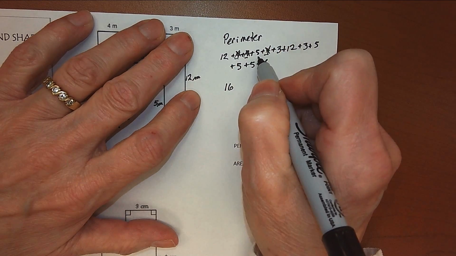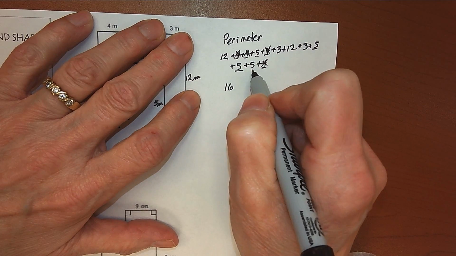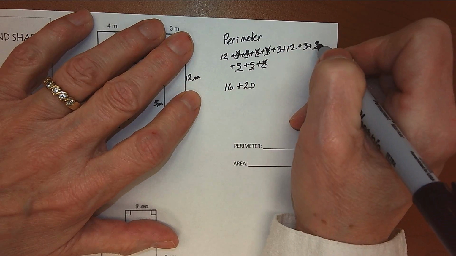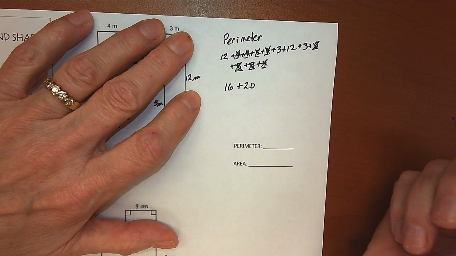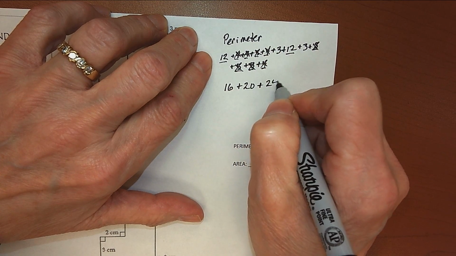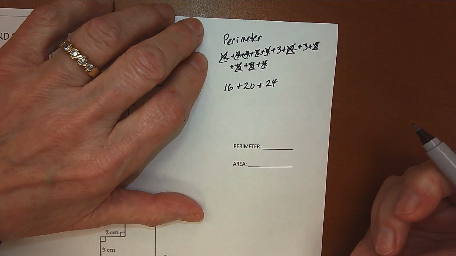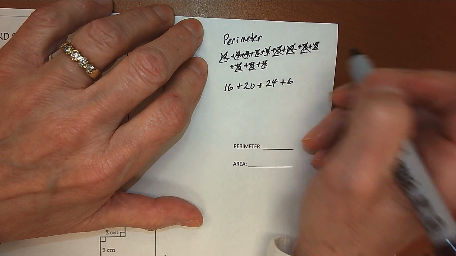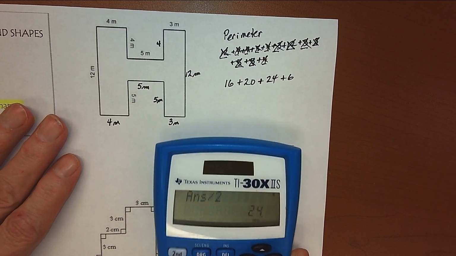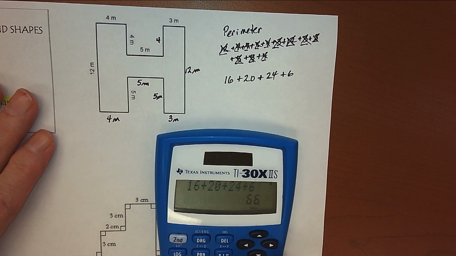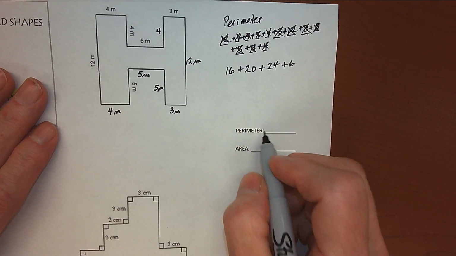Okay, we've got 1, 2, 3, 4 5s, right? So that's 20. So we took care of those 5s. Alrighty, we've got a couple of 12s. So that's 24. Took care of those. And we have 2 3s. So that's 6. Took care of those. All right, I think we've got everything accounted for. Let's go ahead and add that together. So 16 plus 20 plus 24 plus 6. And we get a perimeter then of 66 meters in this case.